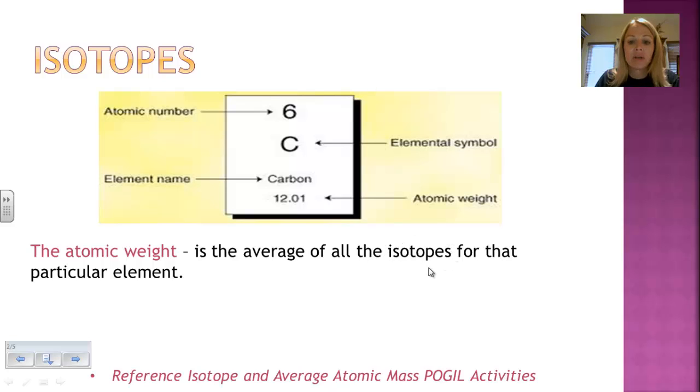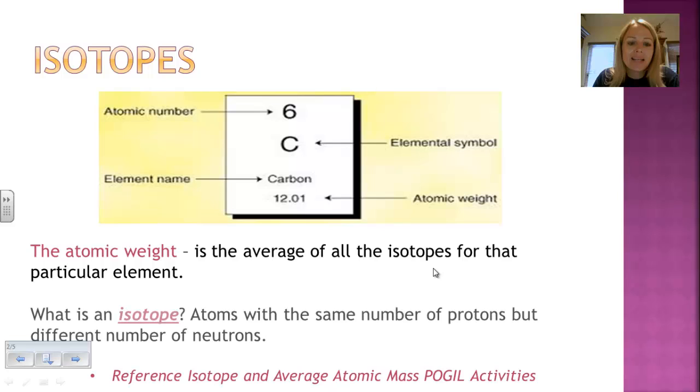So isotopes. What is an isotope? An isotope is an atom with the same number of protons but a different number of neutrons. So if we are changing the number of neutrons, that means that the mass will also change, because the atomic mass is the number of protons plus the number of neutrons. And you're going to want to reference your POGIL activities that you should have completed, the isotopes and the average atomic mass.